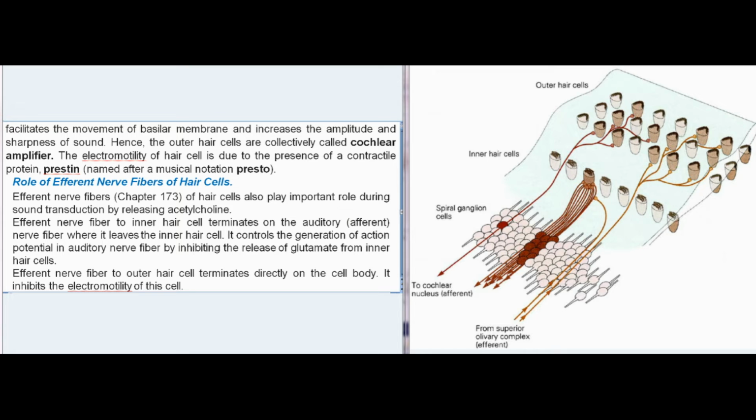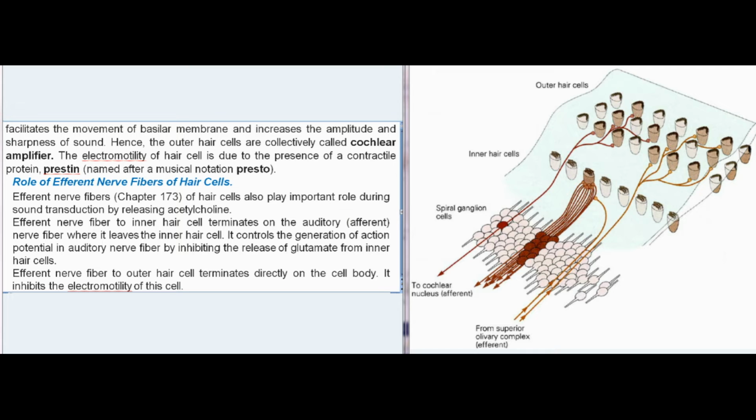The electromotility of hair cell is due to the presence of a contractile protein, prestin, named after a musical notation presto. Role of efferent nerve fibers of hair cells. Efferent nerve fibers of hair cells also play important role during sound transduction by releasing acetylcholine.